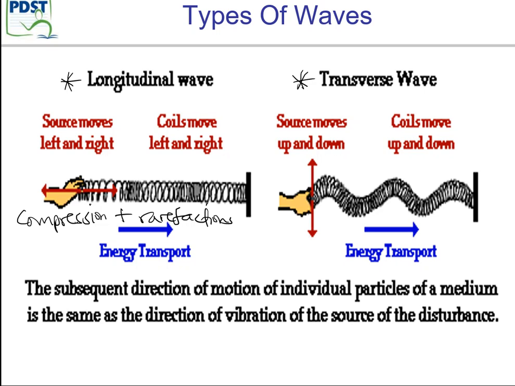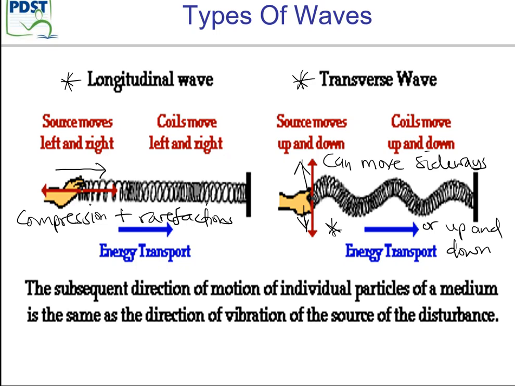While transverse waves move up and down, or they can move sideways or up and down. So you can see this wave here is moving up and down. You can see the direction that is being given. While here the longitudinal, you can see that it is moving forward and backward, making compressions and rarefactions.